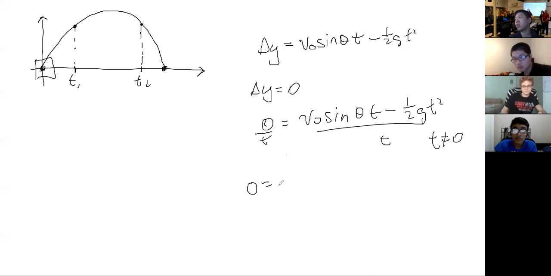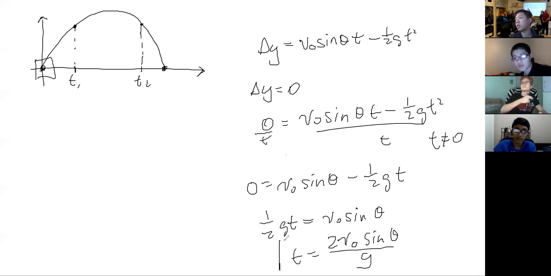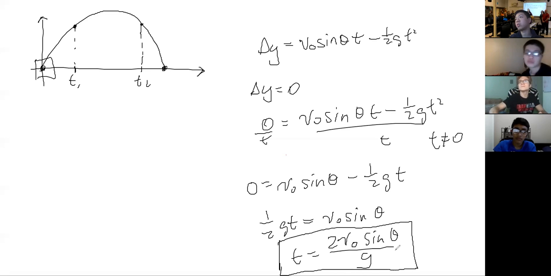And we get 0 equals v0 sine theta times t minus half g t squared. And then we move stuff around, we get half g t is equal to v0 sine theta. And finally, t is equal to 2 v0 sine theta all over g. And this is one of the things we can derive just from looking at our two equations for parabolic motion, which is that t, the total time it takes, is 2 v0 sine theta over g.